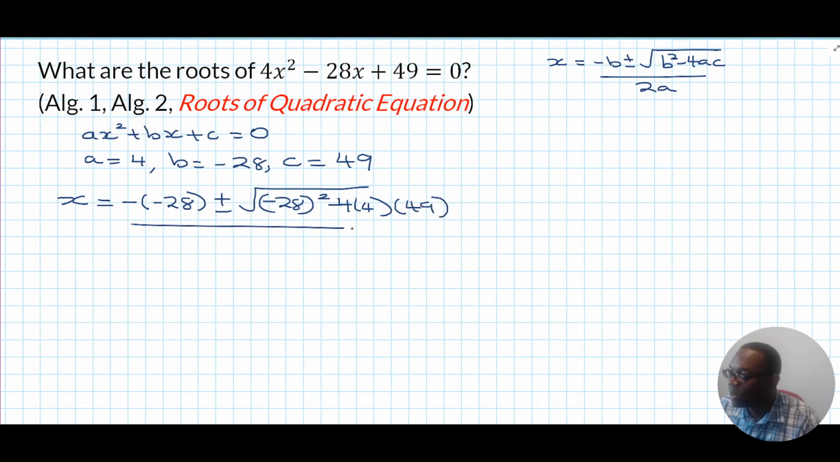Okay, and then we divide by 2 multiplied by 4. So now we're going to simplify this, and the negative here is going to make this positive 28 plus or minus the square root of negative 28 squared. So let's go ahead and figure what that is.